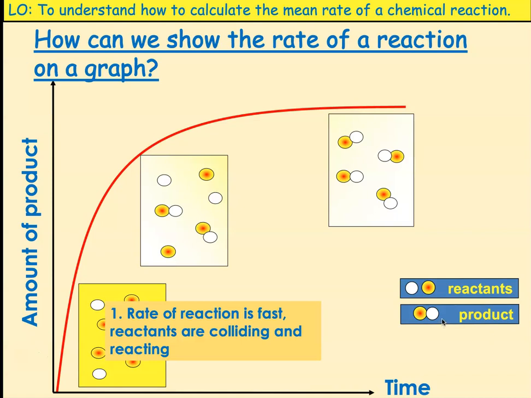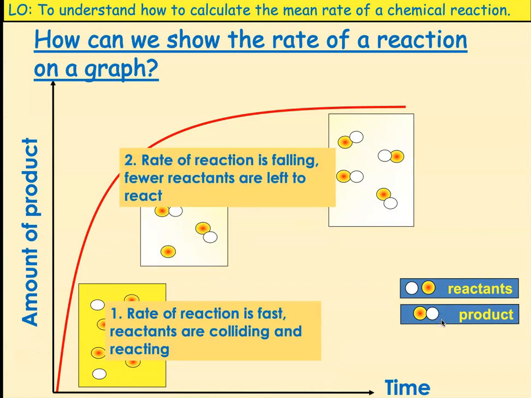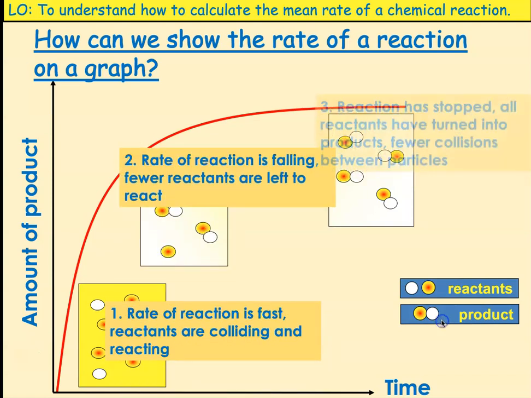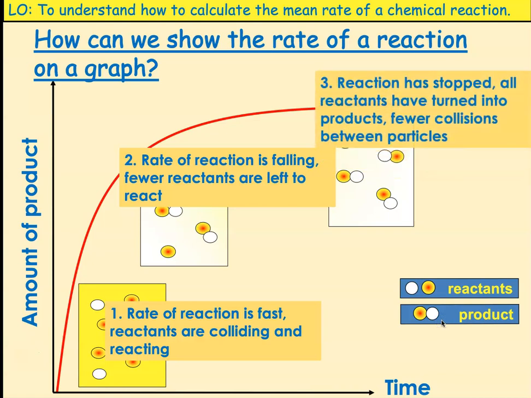Now, as they join together, there's less reactant. So therefore, the reaction's going to slow down. And at the end, we've got no reactants. So if you have no reactants, you can't have making products. So it stops at that point.